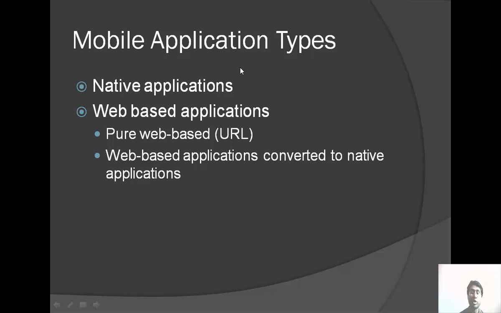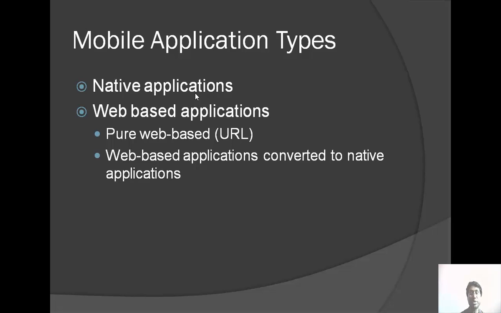So, mobile application types. I would say you can consider two types: native applications and web-based applications. Native applications are installed in your mobile device. You can just click them and run them. I think it's very similar to a desktop application. The way desktop applications are installed on your desktop computer, mobile applications are installed on your mobile device. You can just run it and it runs within your mobile device.